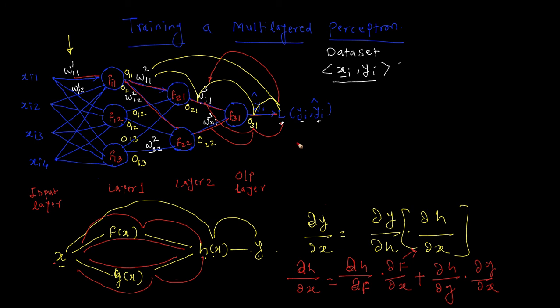∂L/∂W111, that's what I want to compute. The derivative of loss with respect to this is equal to the derivative of loss with respect to O31, like the derivative of Y with respect to H. So it is ∂L/∂O31 into the derivative of O31 with respect to W111. Now I have to compute this.